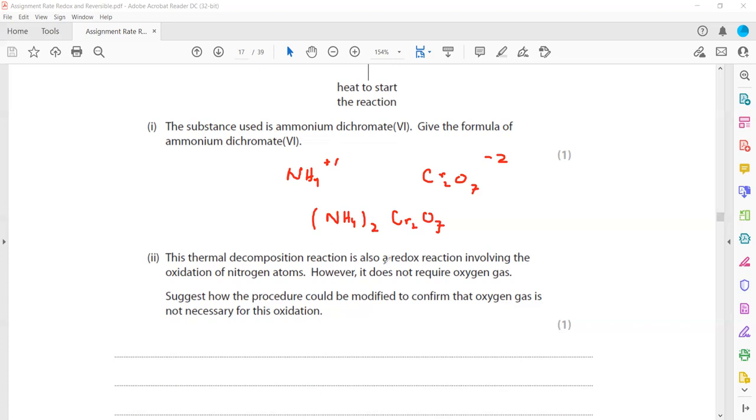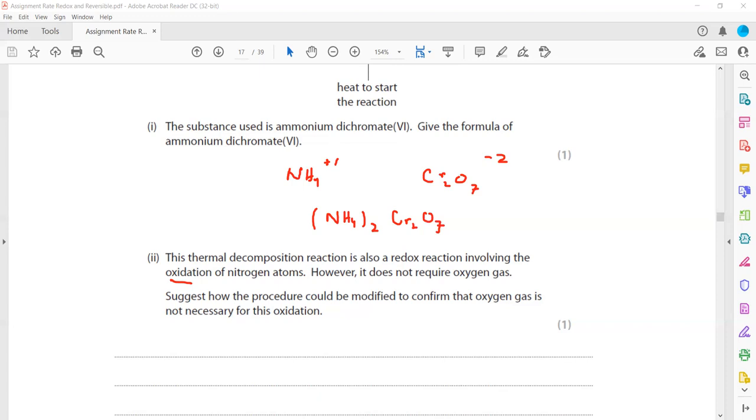The thermal decomposition reaction is a redox reaction involving the oxidation of the nitrogen atom. However, it does not require oxygen gas. Suggest how the procedure could be modified to confirm that oxygen is not necessary for this oxidation. Like in this reaction, how we can make sure that we don't need oxygen.